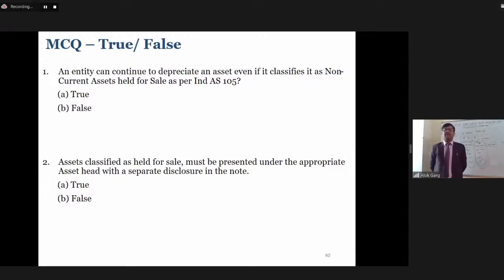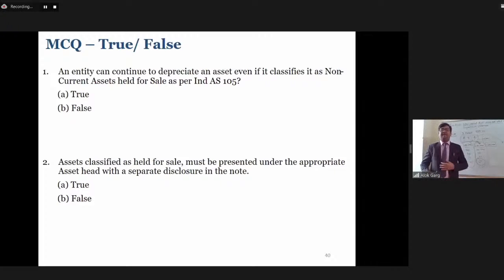Okay. So this standard talks about three kinds of things. One is your non-current asset held for sale, I mean to say an individual asset. Second, it talks about a group of assets, which is a disposal group. And in a disposal group, there could be a combination of current assets and non-current assets, and even liabilities could be there in the disposal group. Then there is a concept of discontinued operations.